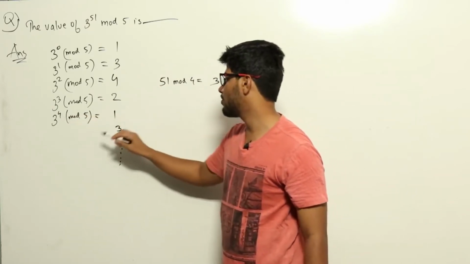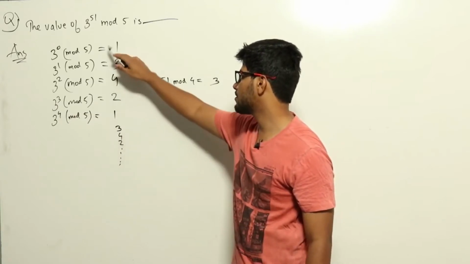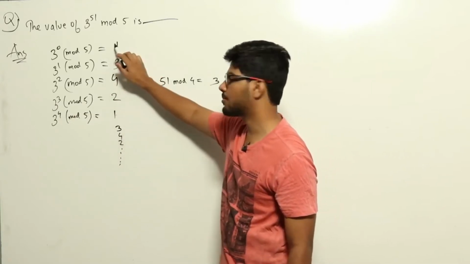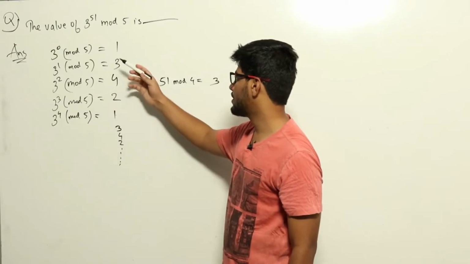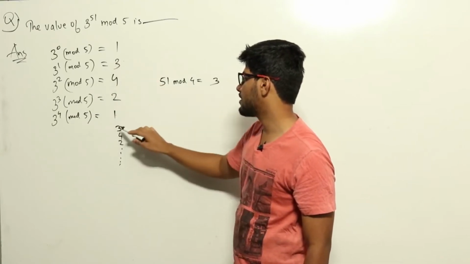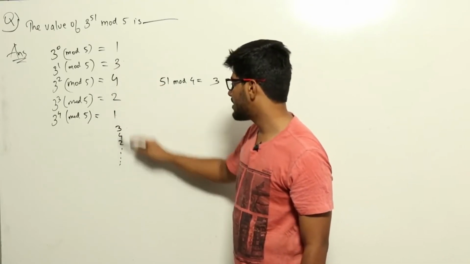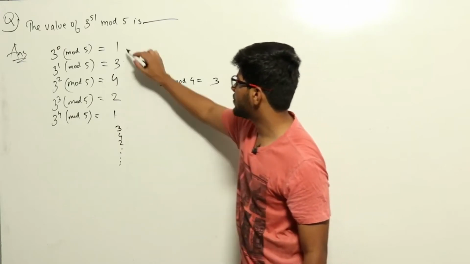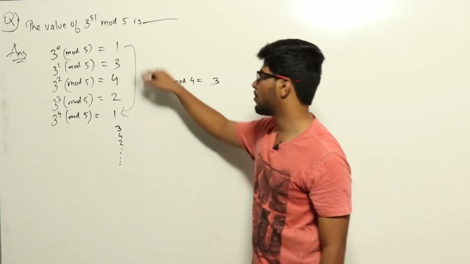After that 3 power 5 mod 5 will be again 3 only, because we already got 1 here, which is same as 3 power 0 mod 5. After that if I again multiply with 3, I will be getting this number again only, that is this 3 here. So this pattern keeps on repeating. So this pattern repeats in multiples of 4.